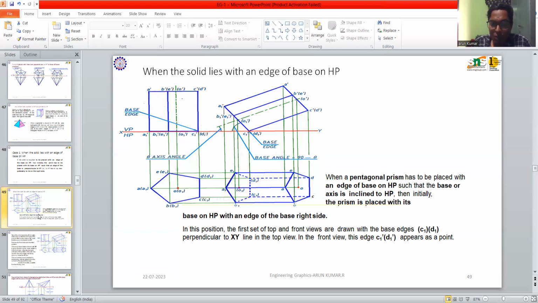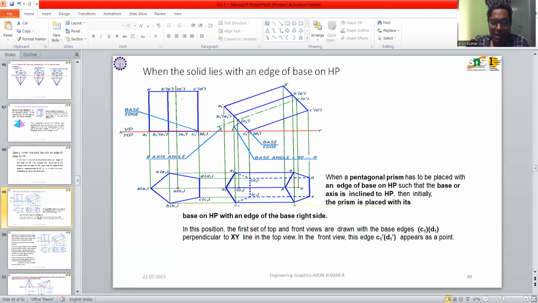Both projection lines meet at a particular point. For example, A1 dash meets with A1, B1 dash meets with B1, C1 dash meets with C1, and D1 dash meets with D1. Similarly, A meets with A, and B meets with B.